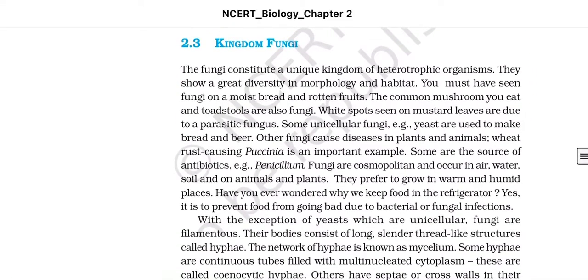Kingdom Fungi. The fungi constitute a unique kingdom of heterotrophic organisms. They show a great diversity in morphology and habitat. You must have seen fungi on moist bread and rotten fruits. The common mushroom you eat and toadstools are also fungi. White spots seen on mustard leaves are due to a parasitic fungus. Some unicellular fungi, for example yeast, are used to make bread and beer.